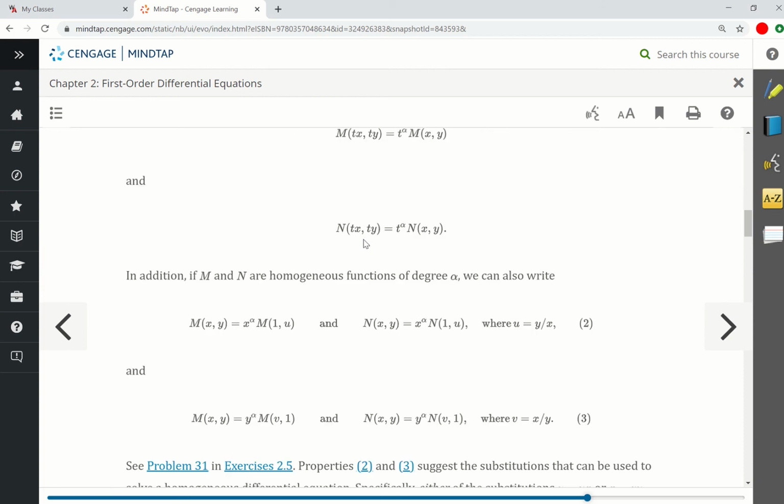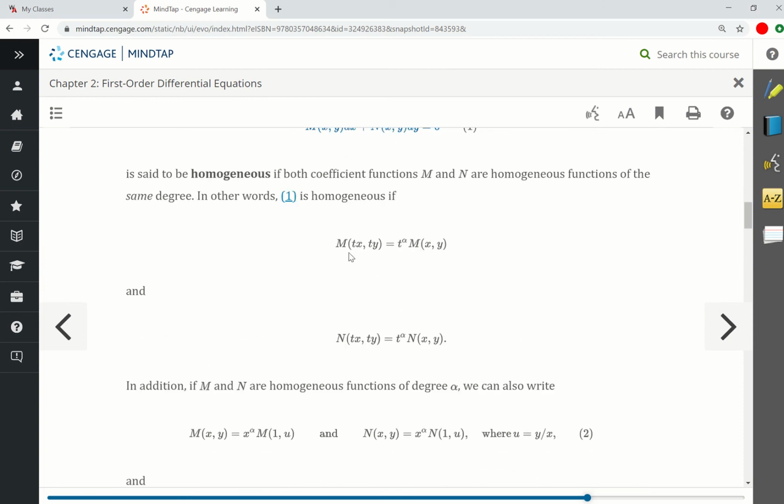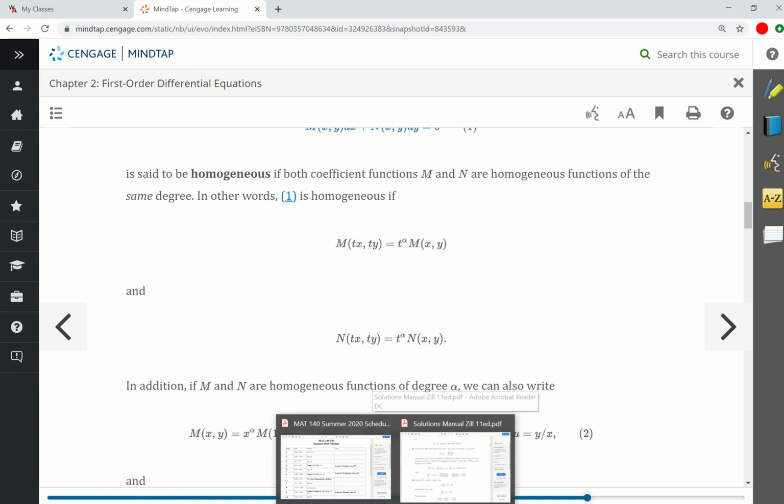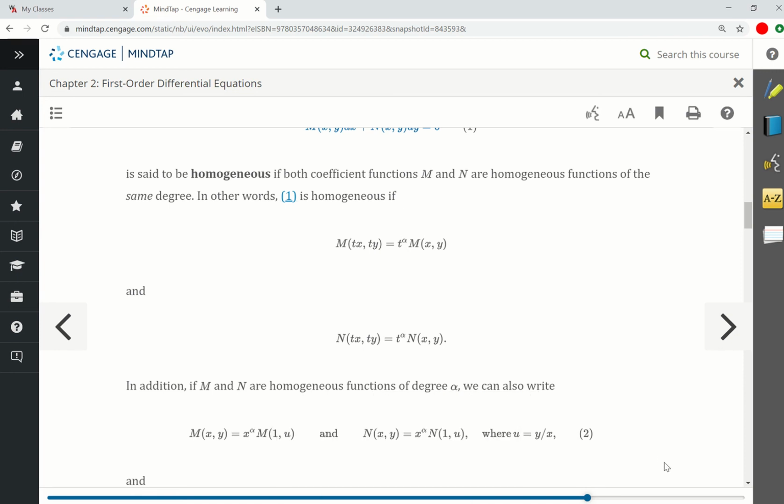Okay? And one of the things that's going to be nice is that if we have a homogeneous equation, we can actually turn it into a separable ODE via a substitution. So let's suppose we have a homogeneous ordinary differential equation. We know that m and n both satisfy this kind of relationship for some alpha. They're homogeneous of degree alpha. Let's see how we can turn this into a differential equation via separation of variables.